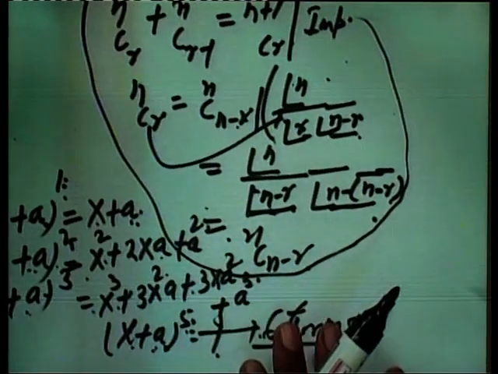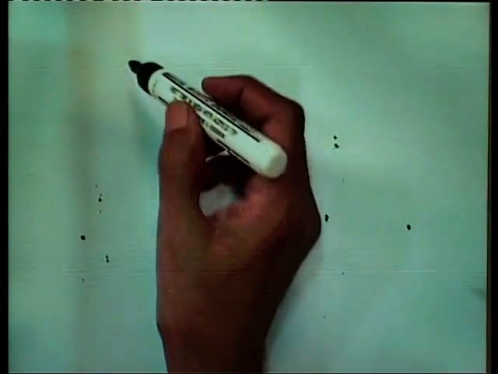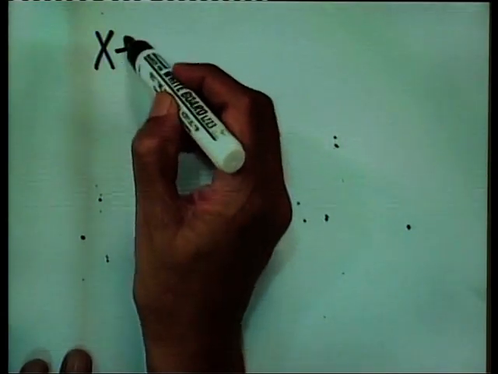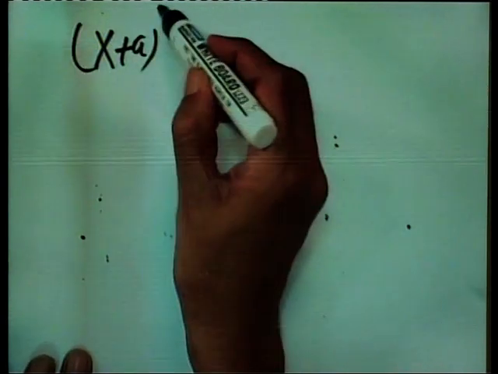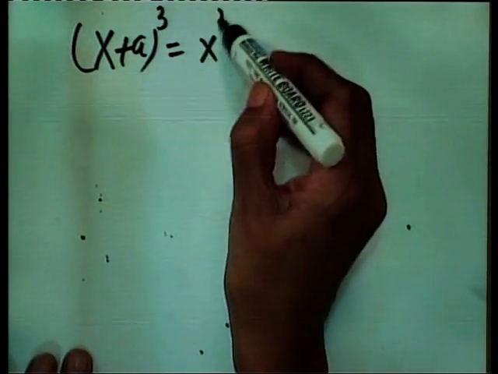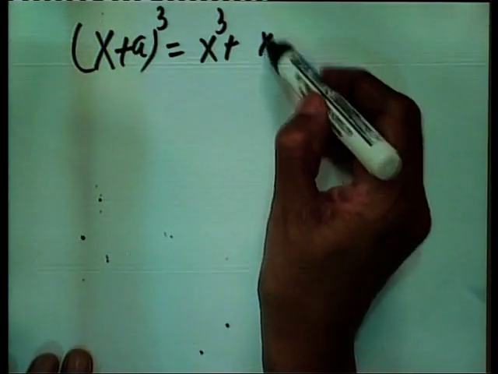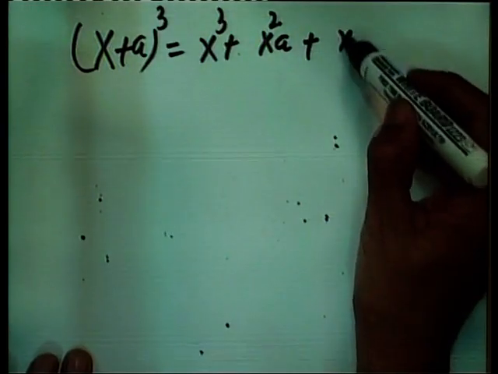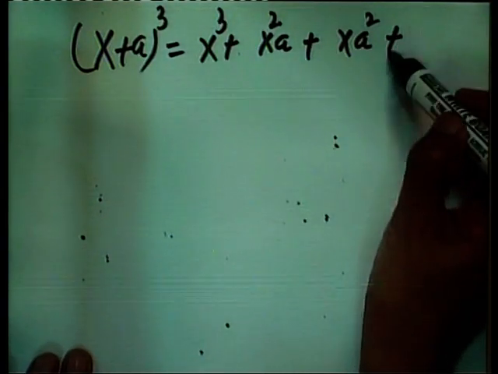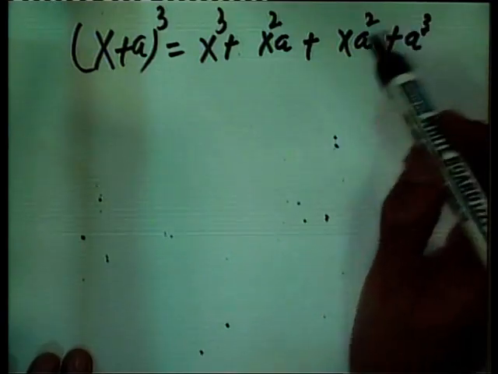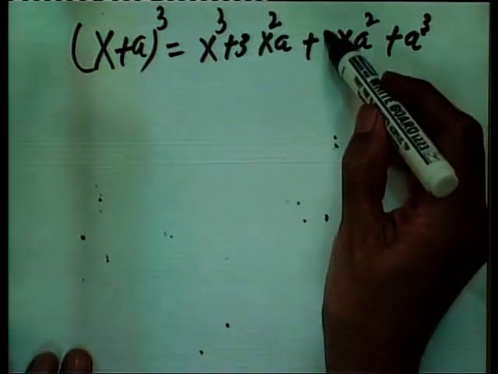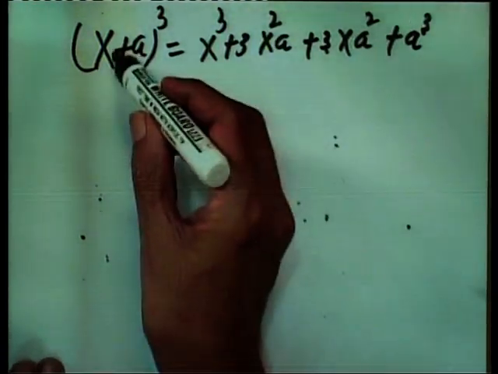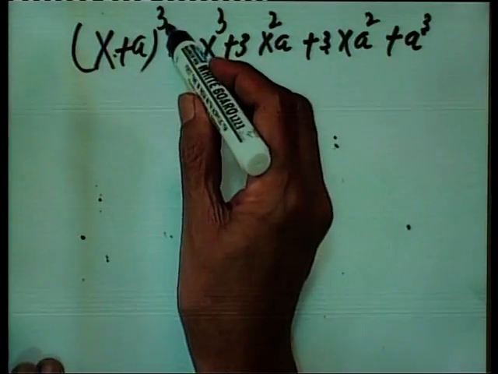Now, if you look at those things, for example, I once again rewrite this, just to make you clear: x cube plus x square a plus, I am leaving a blank over here, a square plus a cube. Now, here the power, the index, is 3.